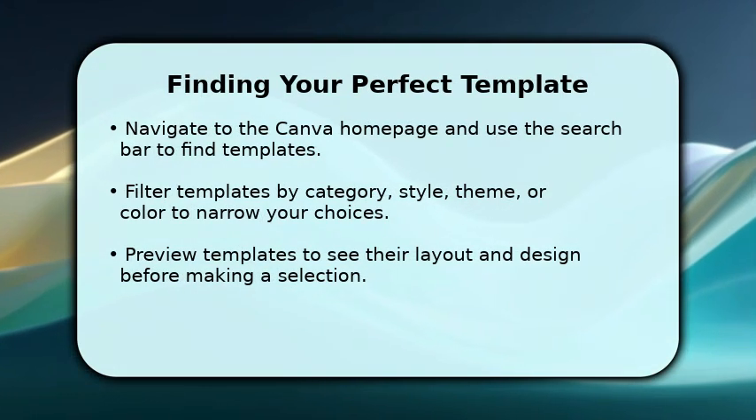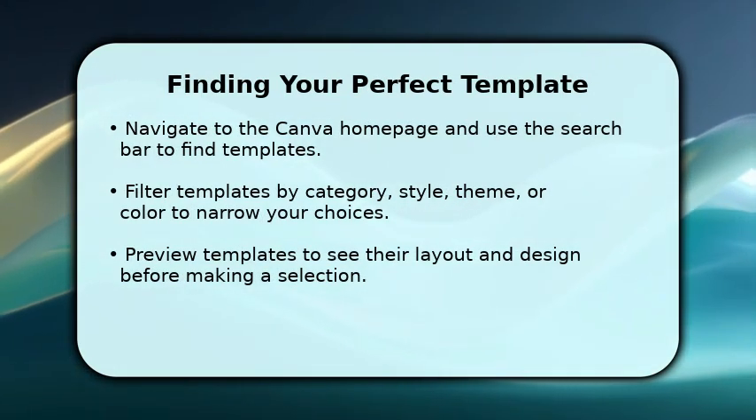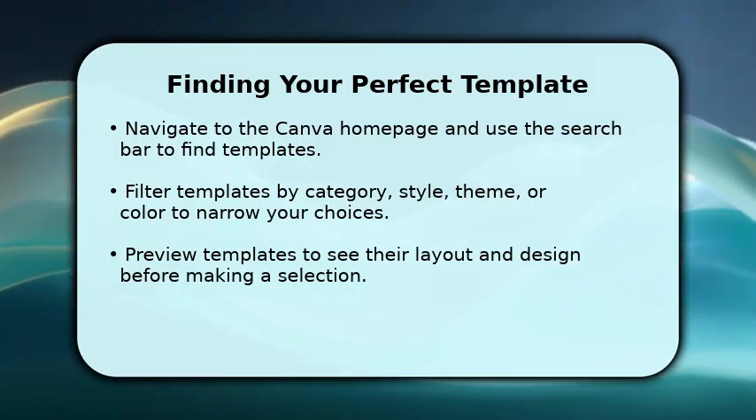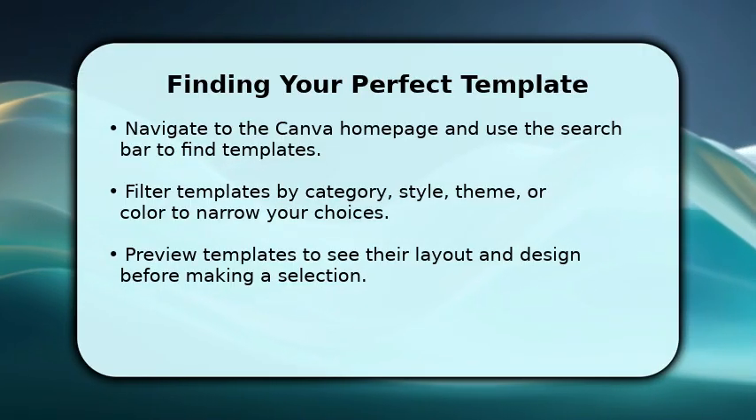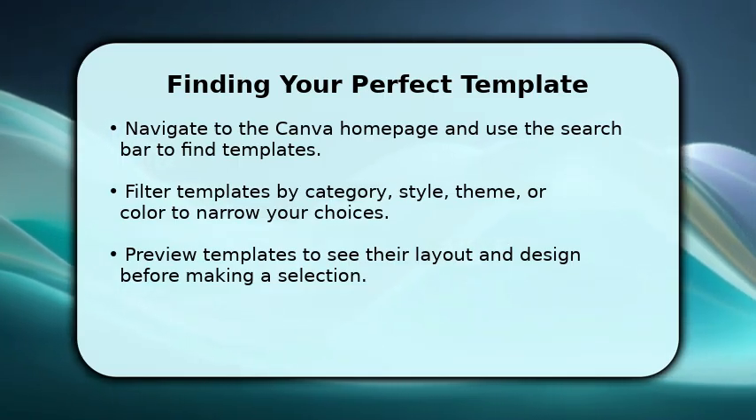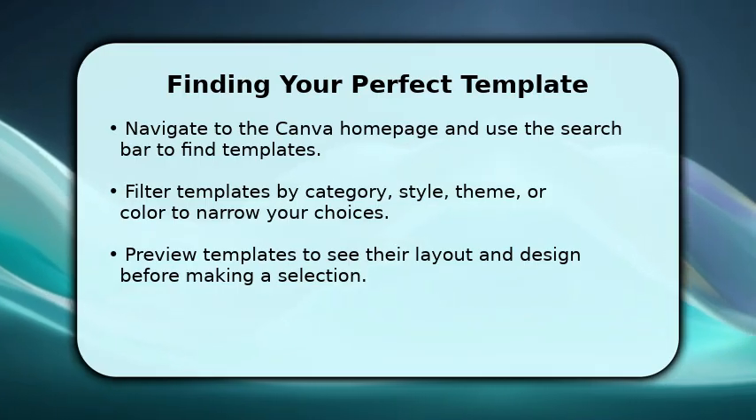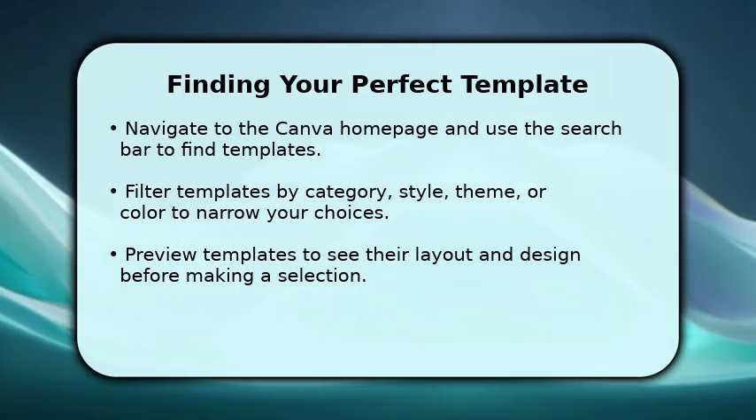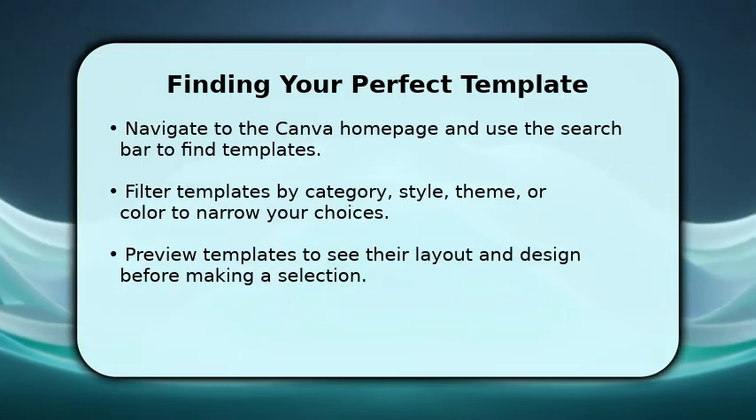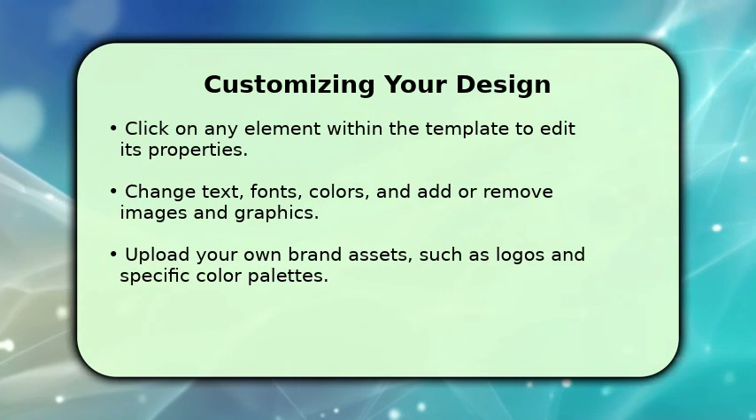Finding the right template is simple. From the Canva homepage, you can use the powerful search bar to look for specific types of designs, like Instagram post or presentation. You can also browse by category. Once you have your search results, utilize the filters on the left-hand side to refine your options by style, theme, or even color. Take a moment to preview several templates to ensure their layout and overall aesthetic align with your vision before you commit. Once you've selected a template, the real fun begins: customization.